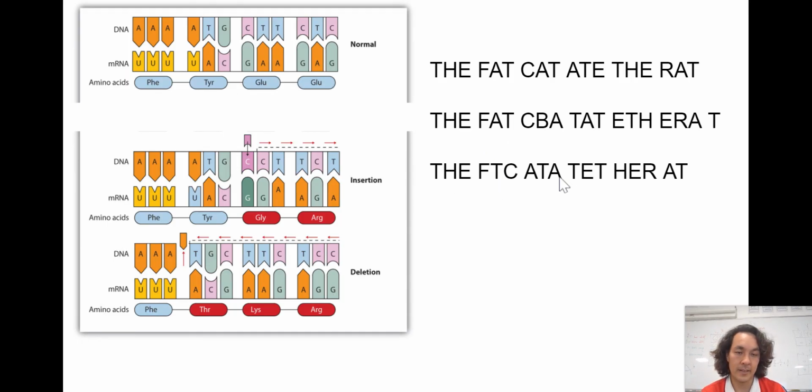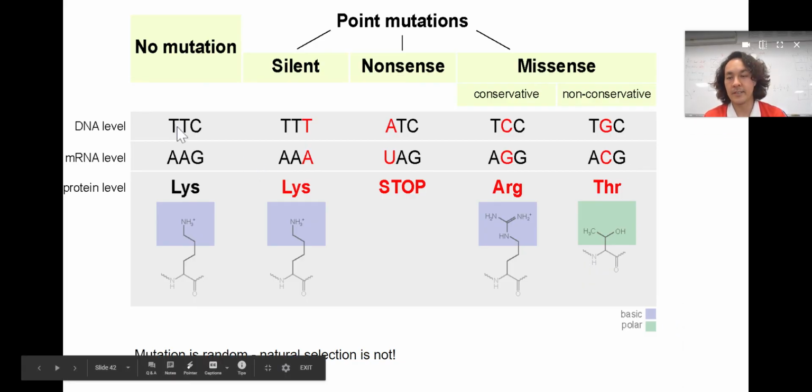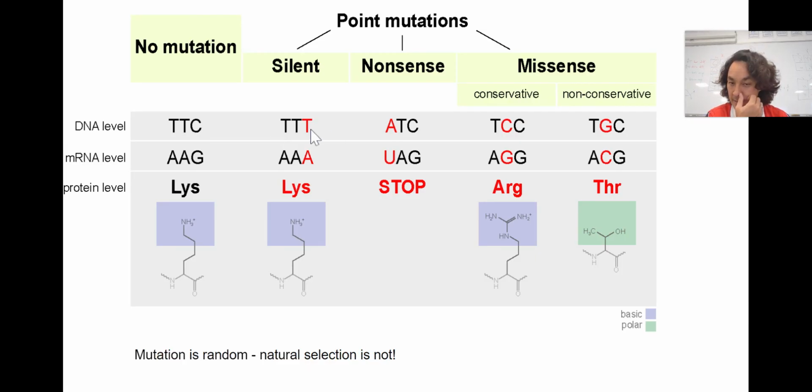And so then it changes the whole sentence as well. This is called an indel, and insertion or deletion is called a frame shift mutation. Here, the original DNA is going to be TTC, and we're going to mutate that third base to make it TTT. So we go from AAG in the mRNA to AAA in the mRNA.